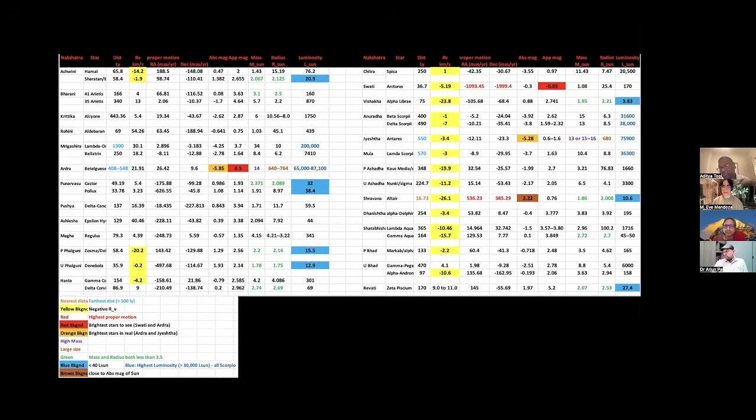It's very faint. And Dharni and even Shatabisha look very faint. The higher the number, the fainter. Revati, Zeta Piscium, is 5.2. That's the faintest, I guess. So that's the faintest in apparent magnitude.